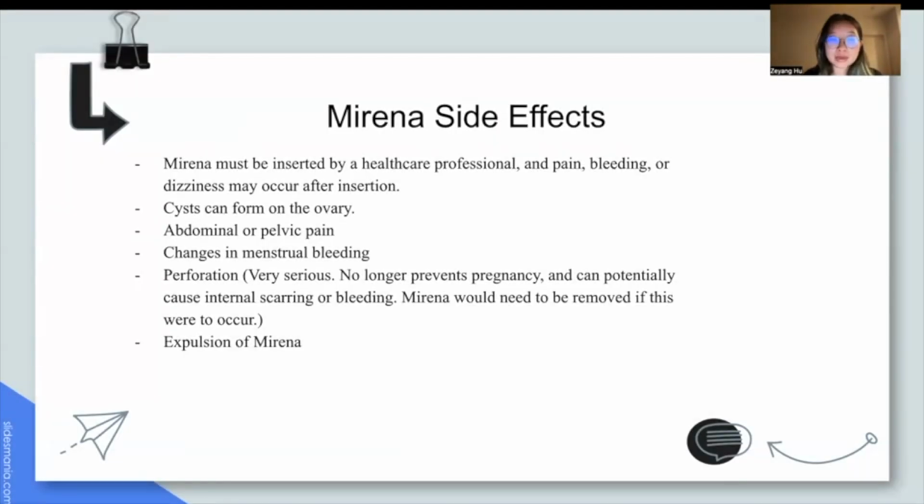For Mirena side effects, the first thing is it must be inserted by a healthcare professional, and pain, bleeding, or dizziness may occur after insertion. Abnormal pain or bleeding may also occur, and perforation is very serious since it no longer prevents pregnancy and can potentially cause internal scarring or bleeding. And Mirena would need to be removed if this were to occur. And expulsion of Mirena may also occur.